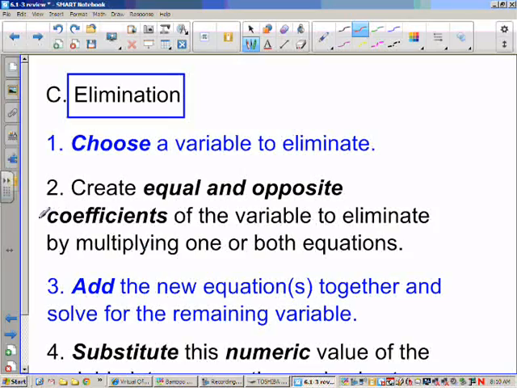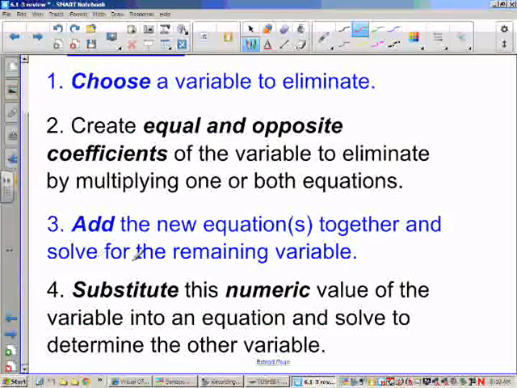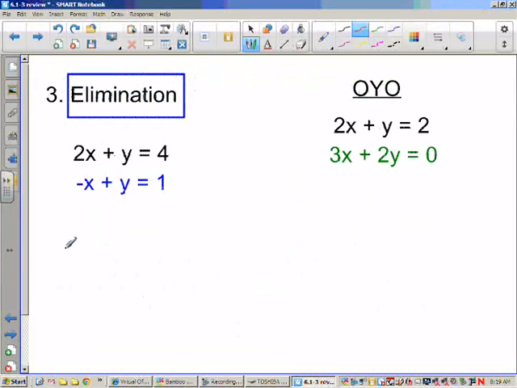This will give us just a numeric value for one of the variables. Substitute that in, and we'll get our solution. If we look at this first one on the left, we have opposite coefficients for x but not equal, and then we have equal but not opposite for y. I'm going to choose to multiply the bottom equation by a 2.